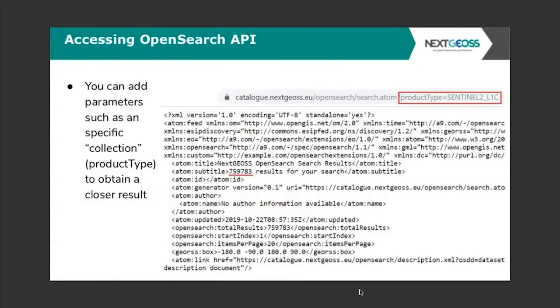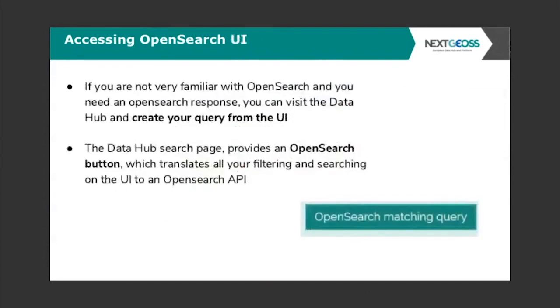After you have taken a look into the description document, which provides information about the collections that we have on the portal, you can go on and do a more detailed OpenSearch query. For example, in this case, we're querying the Sentinel-2 Level 1C collection, and we can see the number of results. After that, we can continue according to the description document of Sentinel-2 Level 1C and further query this.